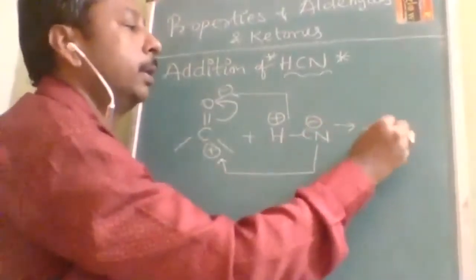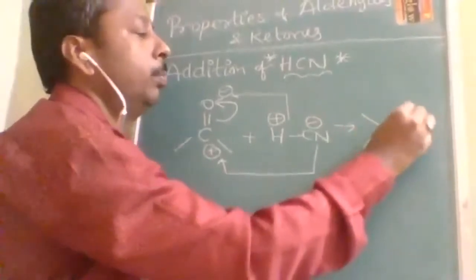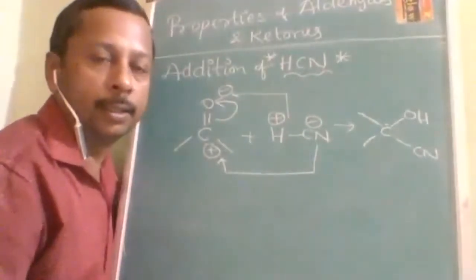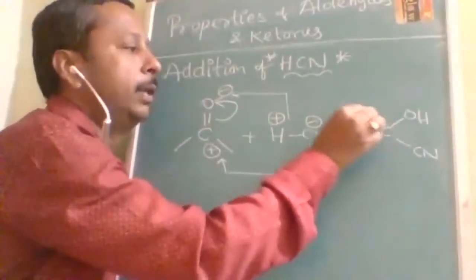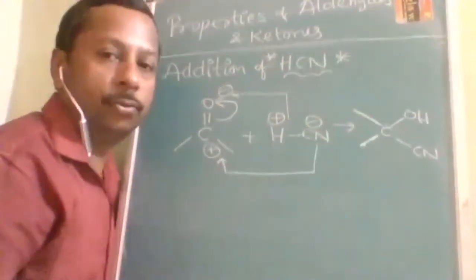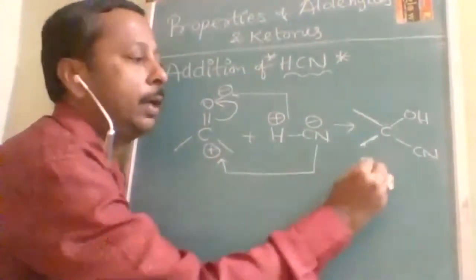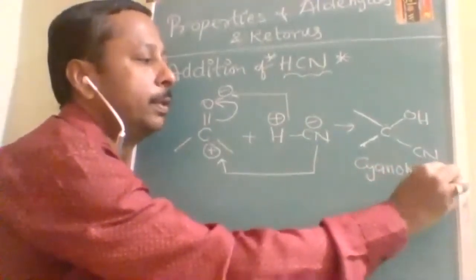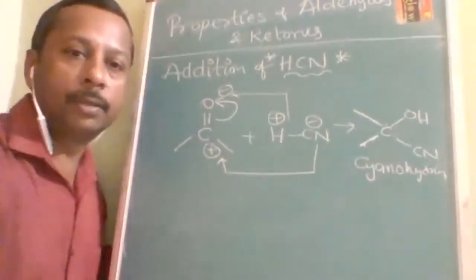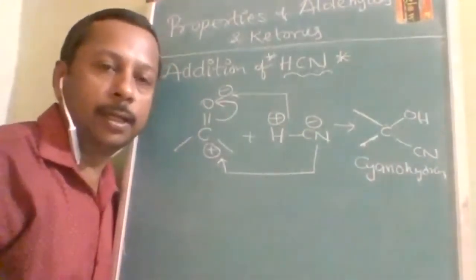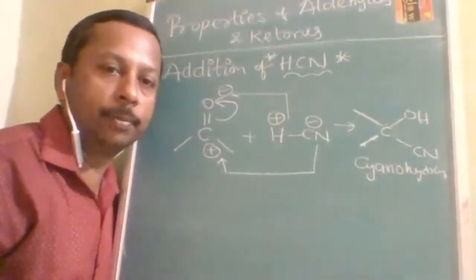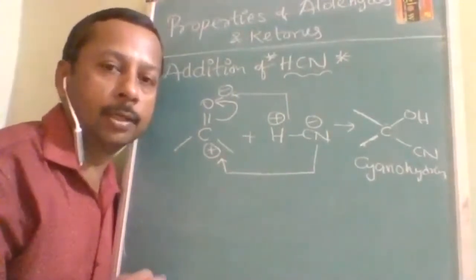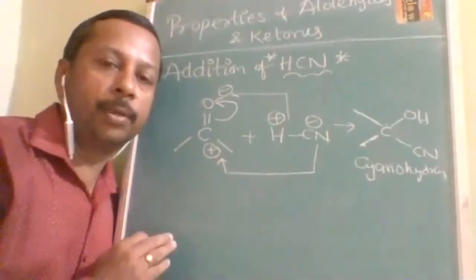So a most important functional group is formed. This got importance because it is used for preparing many compounds. This functional group is called a cyanohydrin. It is a combination of nitrile and alcohol. If both the alcohol and cyanide group are attached on the same carbon atom, that functional group is called a cyanohydrin. It has synthetic importance, and by using this we are going to prepare many compounds.